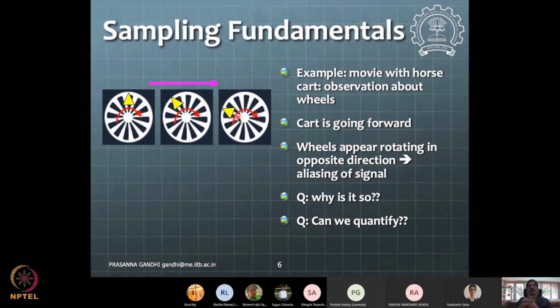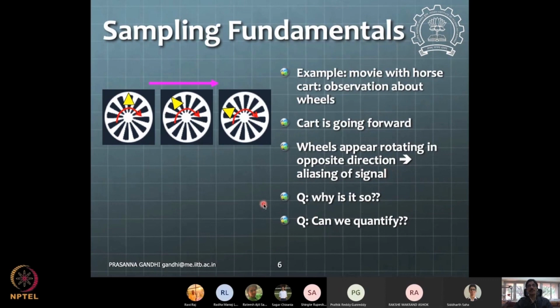Okay, the wheel will start moving in the opposite direction, and this is called aliasing of the signal. It is some kind of loss in the signal. I have lost the direction of motion, and I have lost the speed also. The speed is actually so fast, but now I'm getting a signal which is visualized as very slow speed, and also in the opposite direction. So this is called aliasing of the signal. Your signal is lost here.